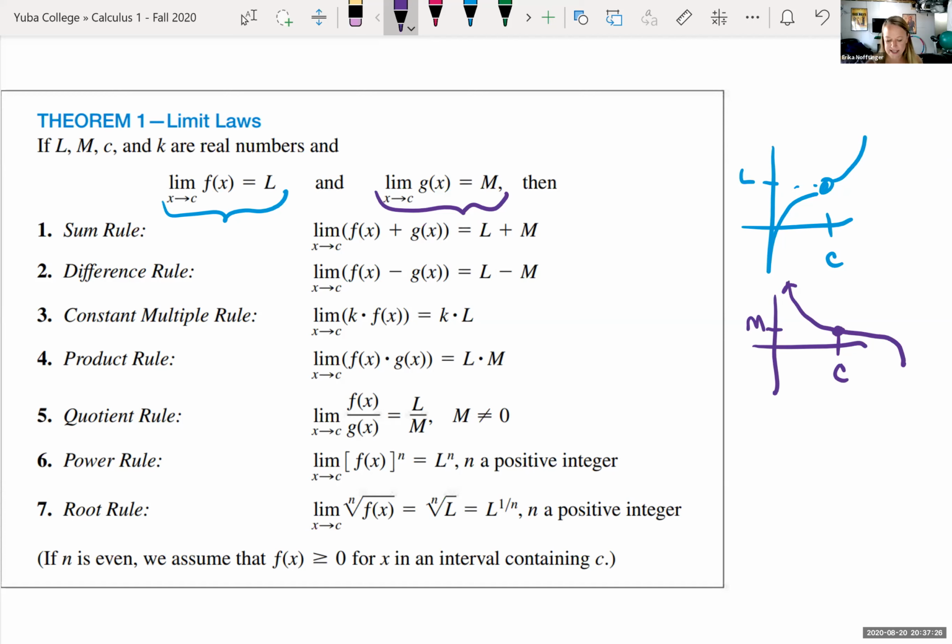Rule 3 says that if you have some constant outside of your function, instead of taking the limit with that constant in there, we can pull the constant out front of the limit, look at the limit of the function, and then multiply it through by k. And if we notice that we have a product in there, we can look at the limit of the first function times the limit of the second function, and that would give us back L times M. Same thing with a quotient. If you have a quotient, you can look at the limit of the numerator over the limit of the denominator, as long as that denominator doesn't go to 0.